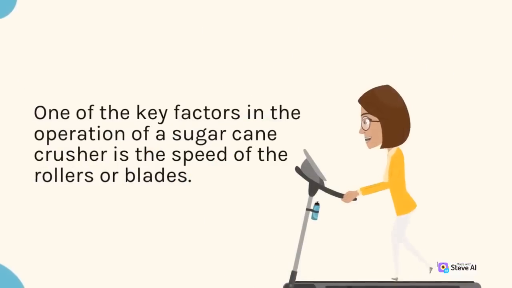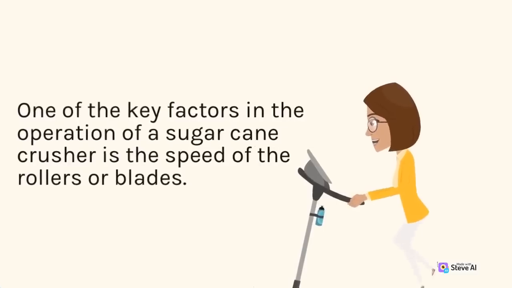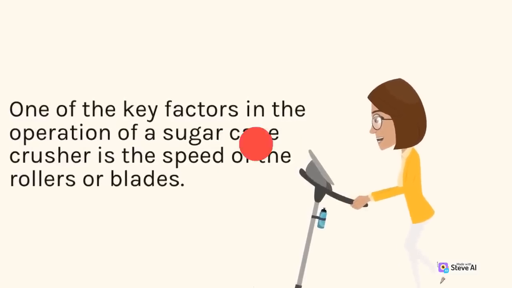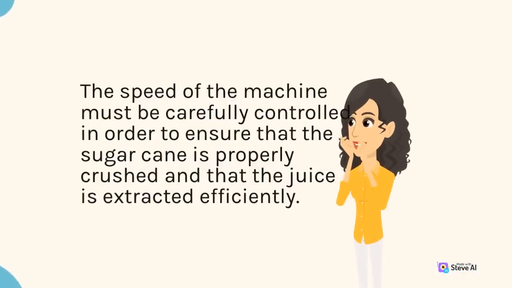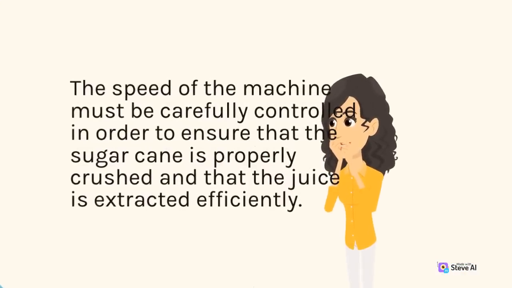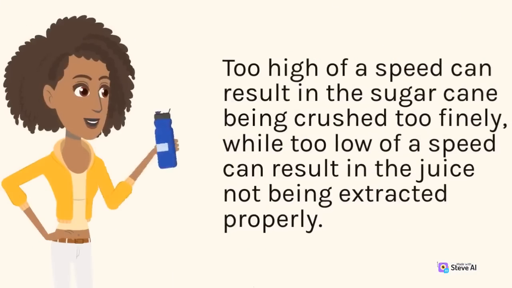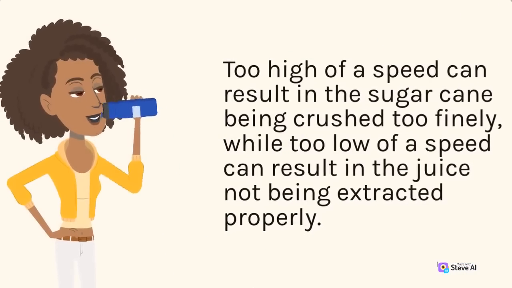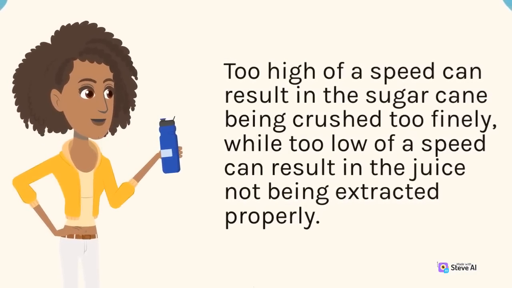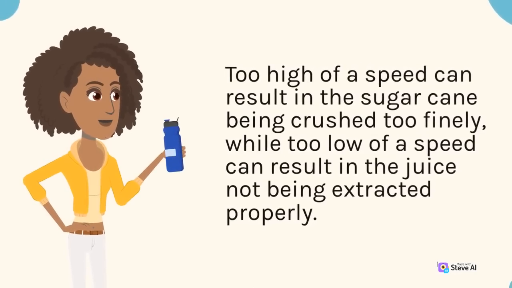One of the key factors in the operation of a sugarcane crusher is the speed of the rollers or blades. The speed of the machine must be carefully controlled in order to ensure that the sugarcane is properly crushed and that the juice is extracted efficiently. Too high of a speed can result in the sugar cane being crushed too finely, while too low of a speed can result in the juice not being extracted properly.